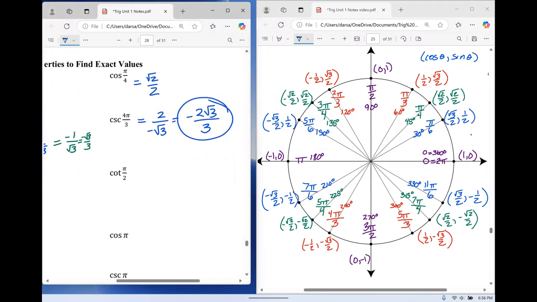Finally, let's look at cotangent of pi over 2. Pi over 2 is up here. Let's remember, tangent is sine over cosine, but cotangent is the flip of that, cosine over sine. In this case, that will be 0 over 1 or 0.